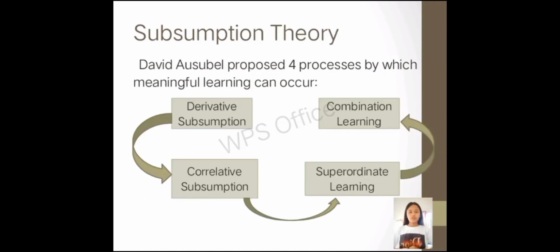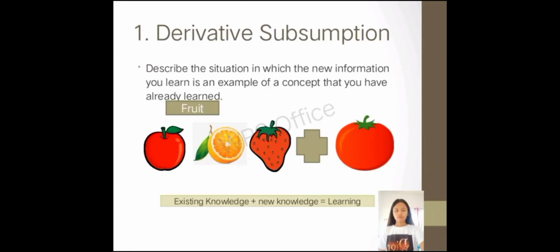In subsumption theory, David Ausubel proposed four processes by which meaningful learning can occur. The first one is derivative subsumption, followed by correlative subsumption, superordinate learning, and combination learning. Derivative subsumption describes the situation in which the new information you learn is an example of a concept that you have already learned. So what is this?